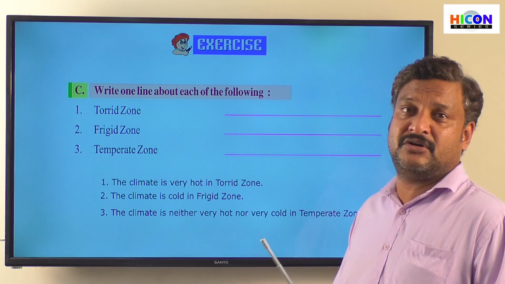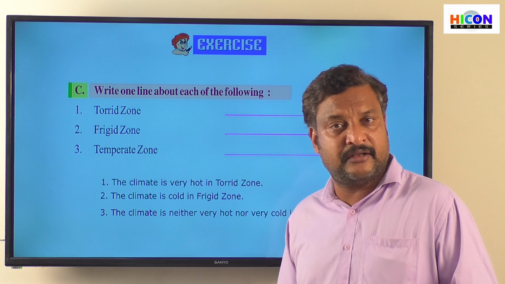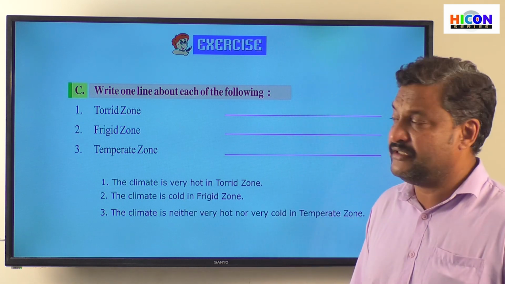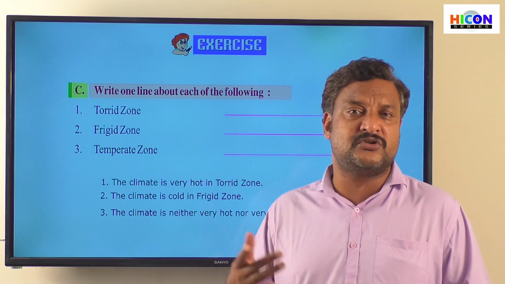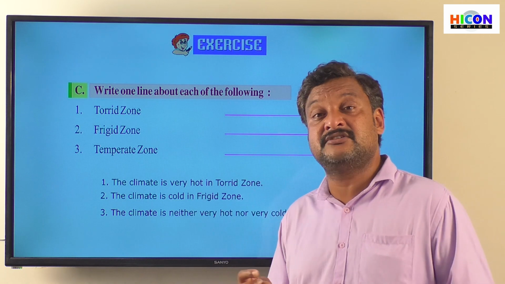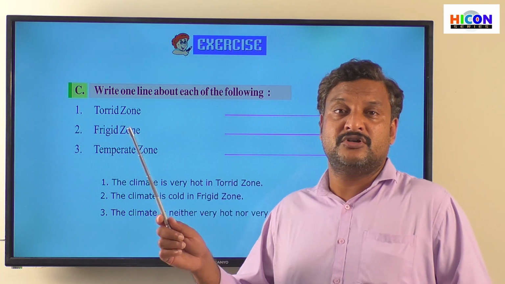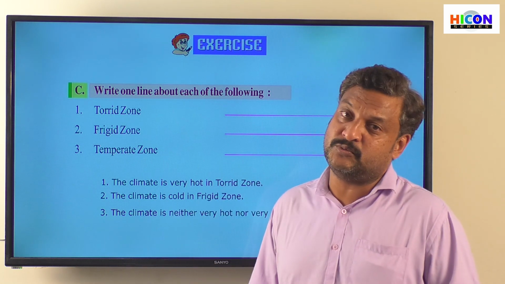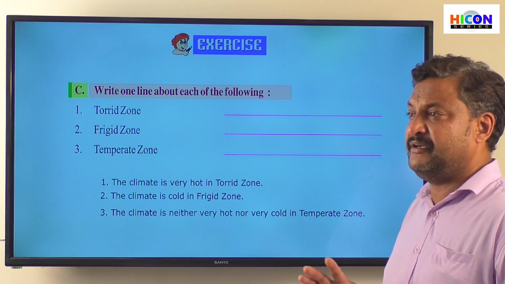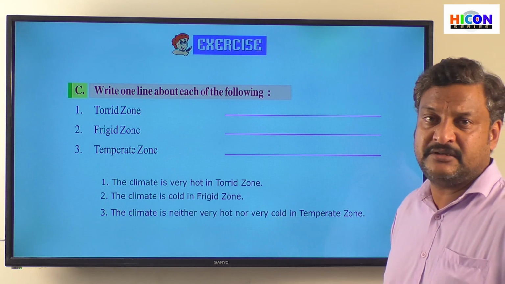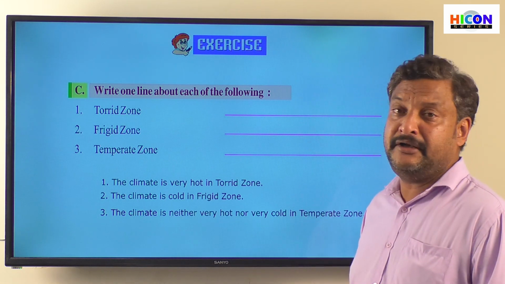They are the coldest region on the earth. The sunlight never reaches in a straight line up to the polar region. Temperate zone is that region where it's neither too cold nor too hot. The temperate zone is located between the Tropic of Cancer and the Arctic Circle in the north, and the Tropic of Capricorn and the Antarctic Circle in the south. The temperature here is moderate, neither too hot nor too cold. So all these are sentences that we can write about the temperate zone, torrid zone and frigid zone.